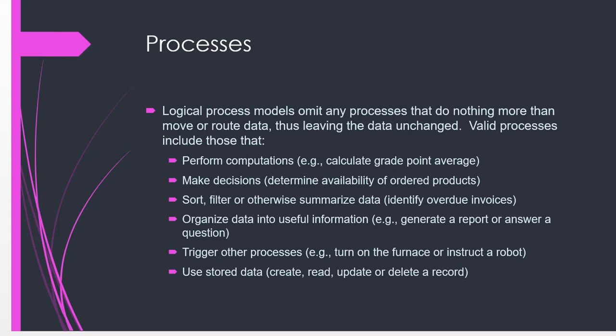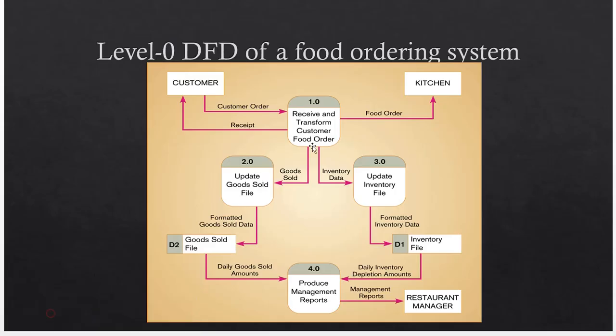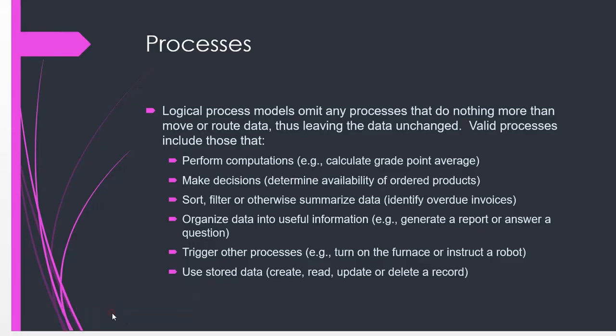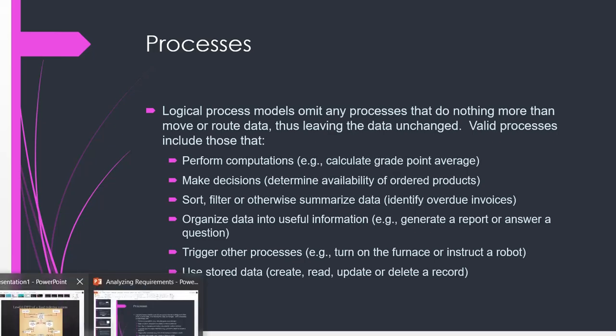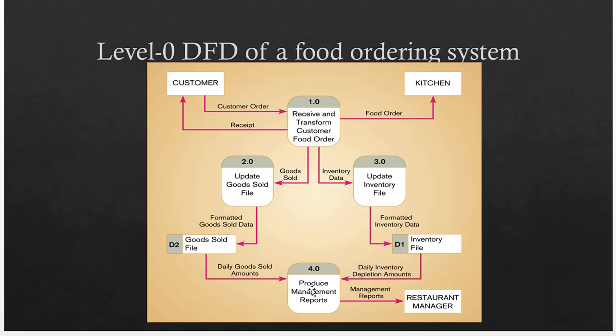So if you look at our diagram, we are moving from one process to another. After doing this process, you will trigger process 2 and process 3, which will also store information, and then process 4 is triggered by taking information from those data stores. Then you can also use stored data, like in the case of our manager here. Process number 4, produce management reports, is taking data from the goods sold file and the inventory file and using that to produce reports, which are then given to the restaurant manager.